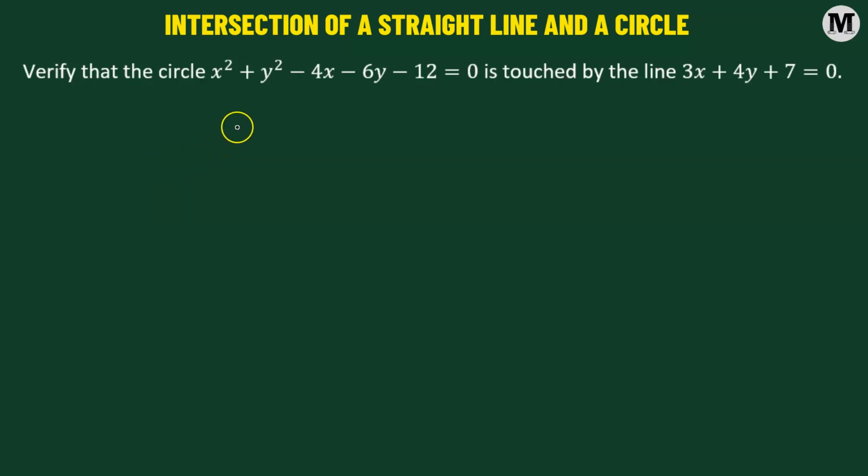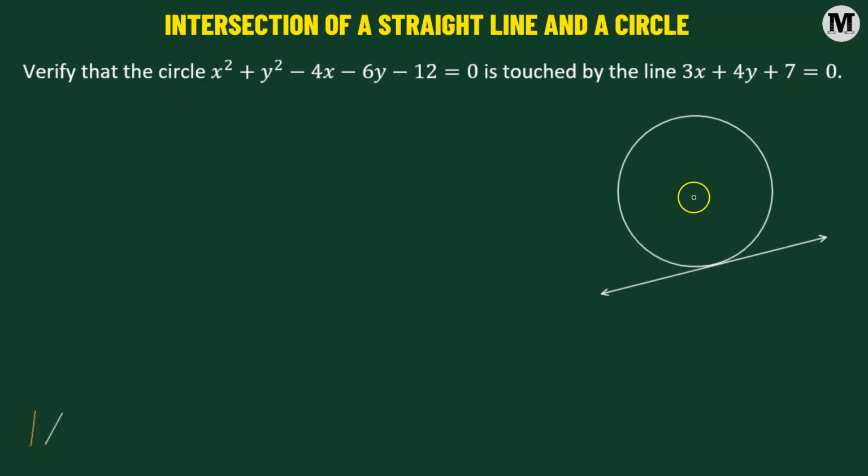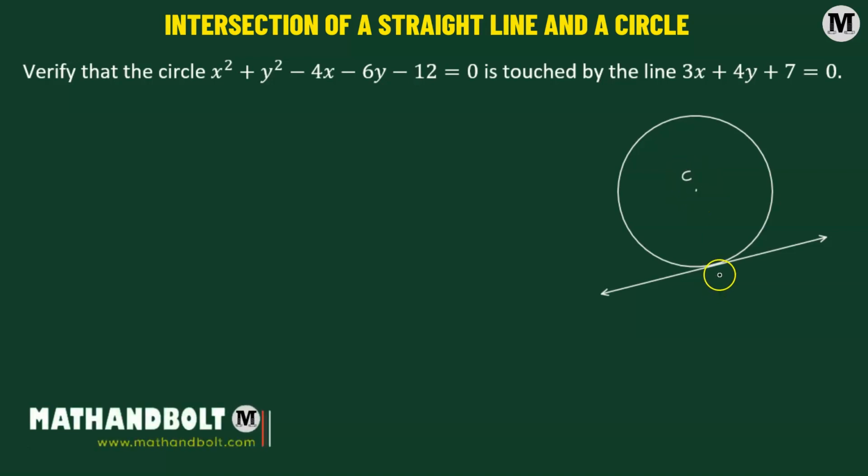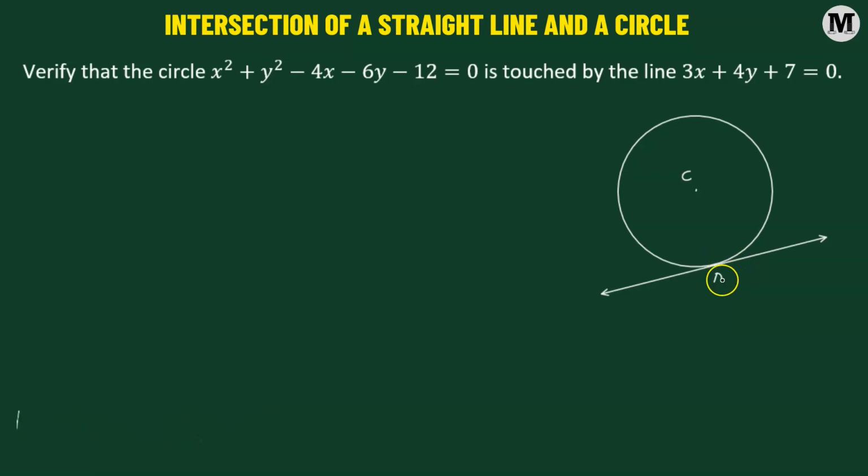We need to verify that the circle given by x squared plus y squared minus 4x minus 6y minus 12 equals 0 is touched by the line 3x plus 4y plus 7 equals 0. Let us begin. Here we have a circle centered at C, and it is touched by a line whose equation is given to us, let's say at the point A. Our goal will be to show that the line indeed touches the circle.